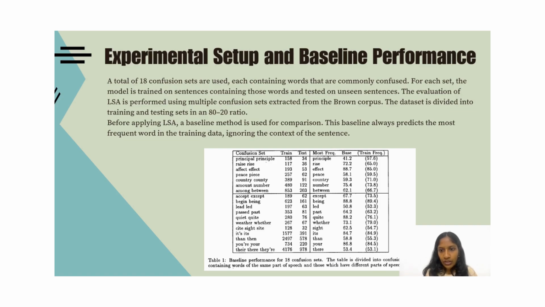The table shown on this slide represents the baseline performance for these confusion sets. The baseline model is a simple approach that always selects the most frequent word from the training data. For each confusion set, the table shows the number of training and testing examples, the most frequent word, and the accuracy achieved by the baseline model. While the baseline may achieve reasonable accuracy in some cases, it does not consider the context in which words are used. This means that it cannot truly solve the problem of contextual spelling correction.